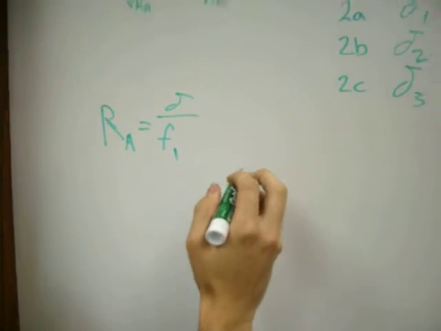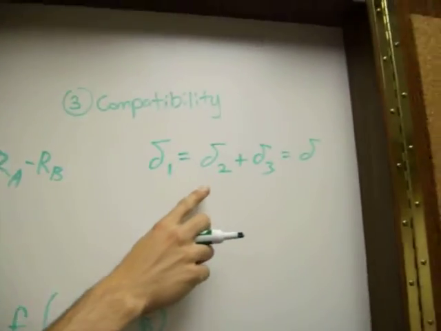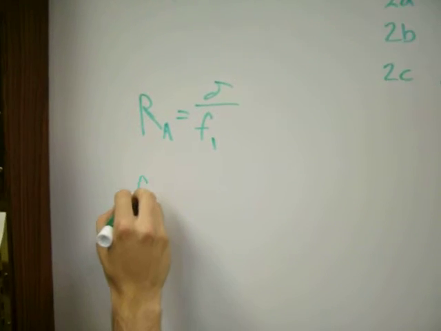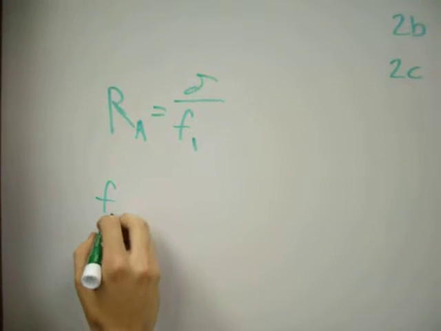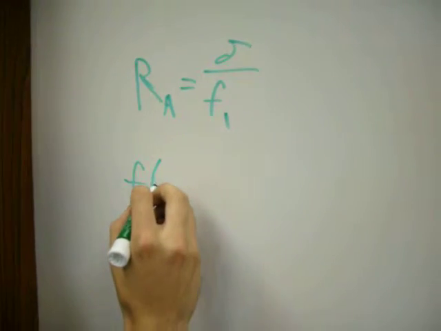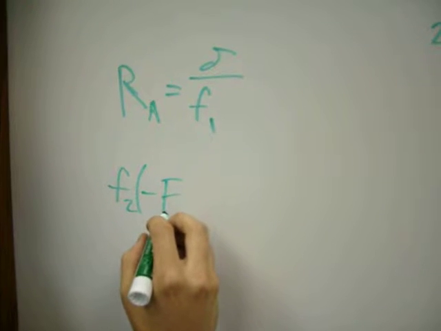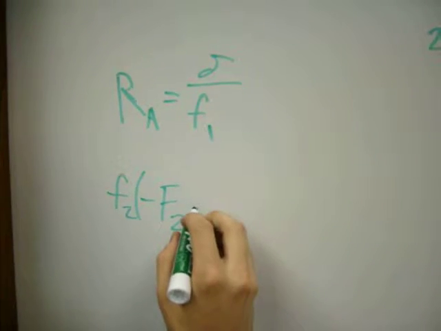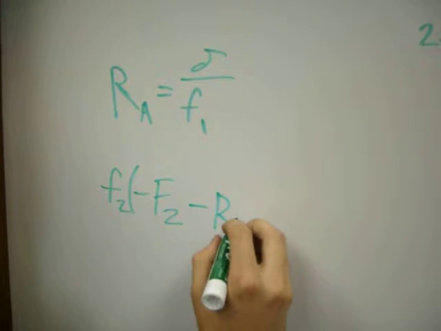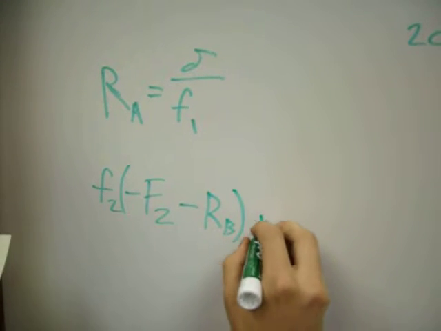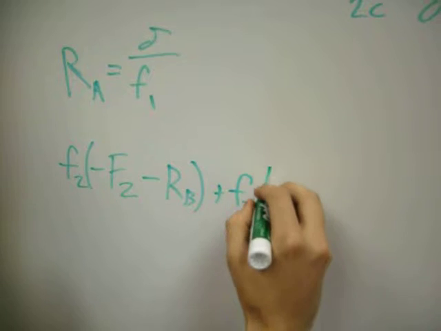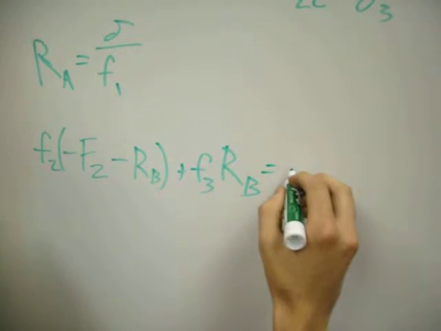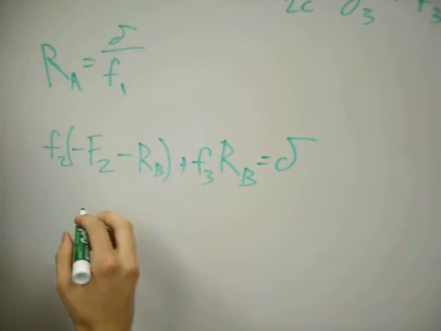And now from the displacement 2 plus displacement 3, we can substitute and get flexibility 2 times the sum of the difference of negative F2 minus RB plus flexibility 3 times RB. Our goal is to find RB independently, equaling delta.